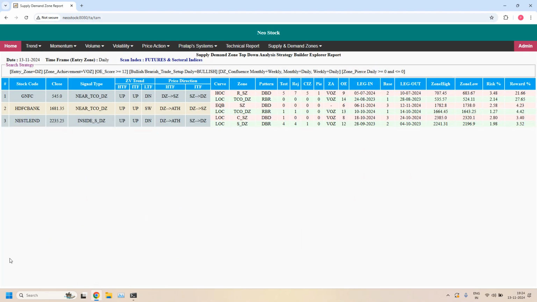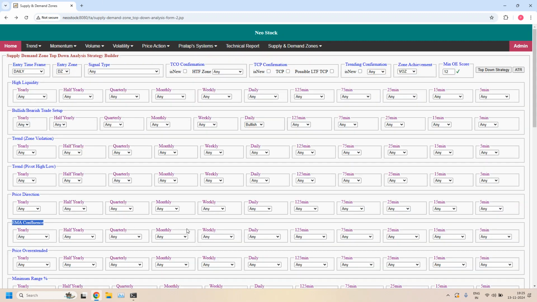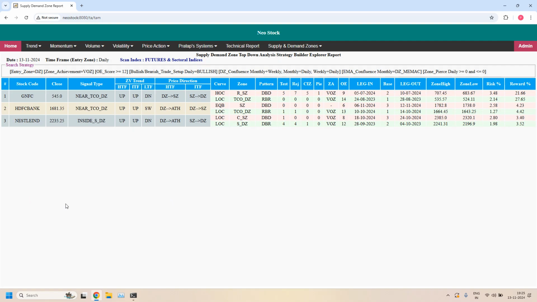We got 3 stocks. In all these 3 stocks, daily zone is part of the weekly zone, both together again part of the monthly zone. And monthly trend is up for all the 3 stocks. If any of these zones are having monthly EMA confluence, they are even more high probability setup supported stocks. Let's verify. In the EMA confluence at monthly time frame, because daily and weekly together are part of the monthly zone, that's why monthly demand zone with monthly EMA confluence filter is enabled. With this filter, we got all the 3 stocks. All the 3 stocks are even more high probability setup supported stocks.